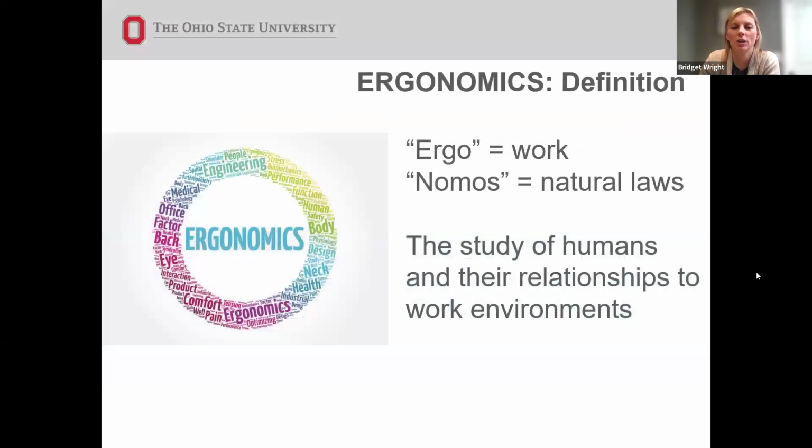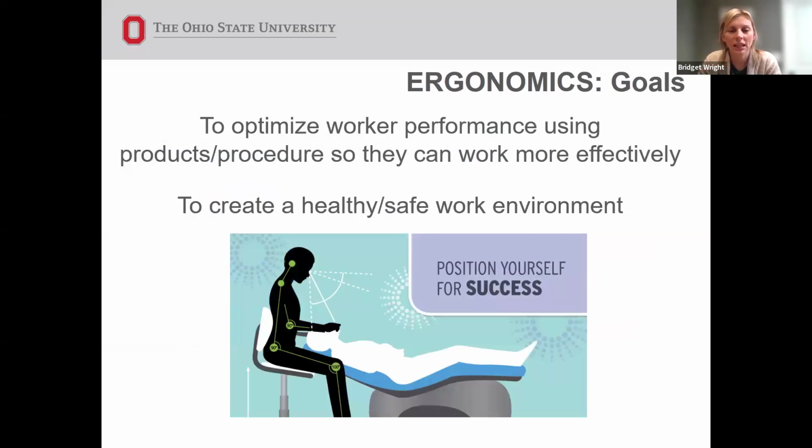All right, so ergonomics definition: ergo means work, and nomos is the natural law. So it's the study of humans and their relationships to their work environment. And so we want to do whatever we can to have a harmonious working relationship between our body and our environment. The goals for proper ergonomics are to optimize worker performance using the products and procedures so that they can work more effectively, and then to create a safe and healthy work environment. And so we'll talk about all of the pieces and parts that make up a really good posture and proper positioning.